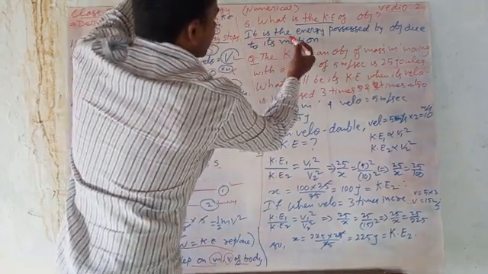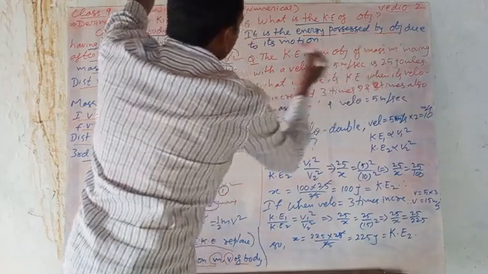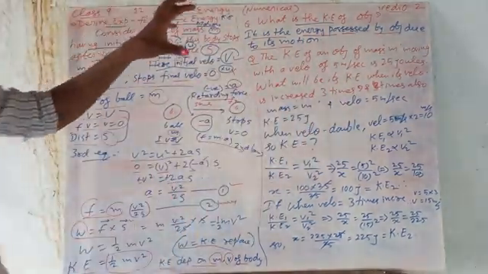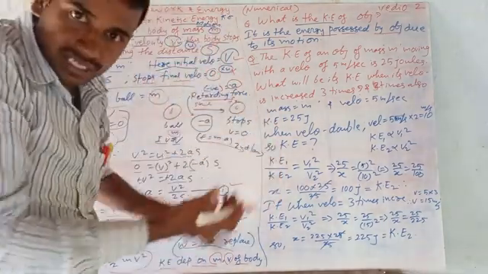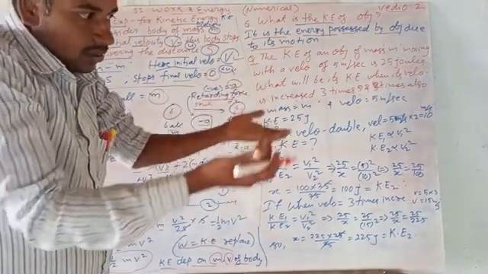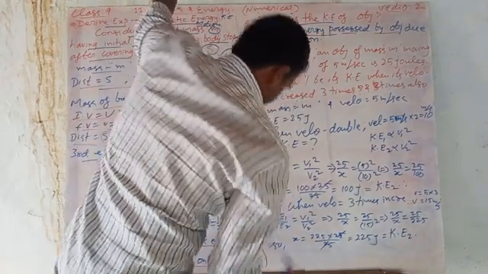So kinetic energy is the energy possessed by an object due to its motion. Already I told you, due to the motion of a body, the energy that is released is called kinetic energy. So next question, what is that? Look here, the question is very clear.